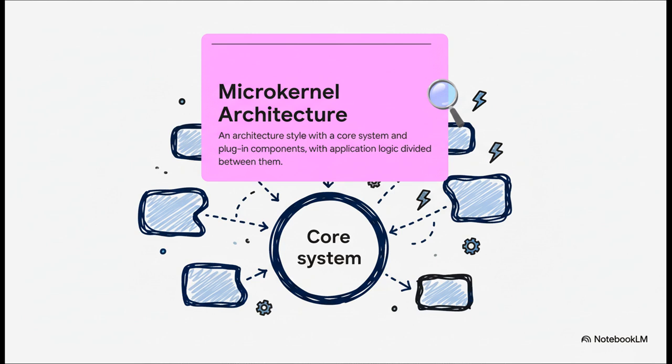Okay, so let's get the official definition on the table. The microkernel style divides all the application's logic into two buckets, a core system and a bunch of plugin components. Now, technically, it's still a monolithic application, meaning it all runs as one unit. But it's a really smart and flexible way to structure that monolith.